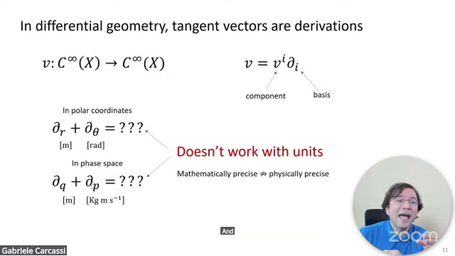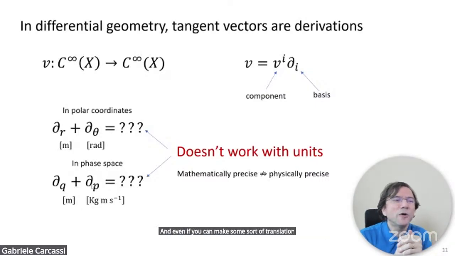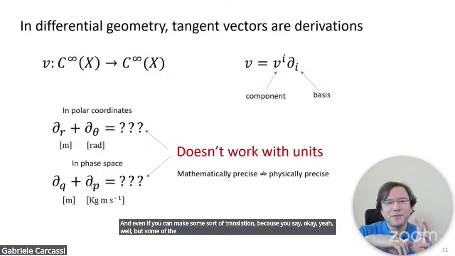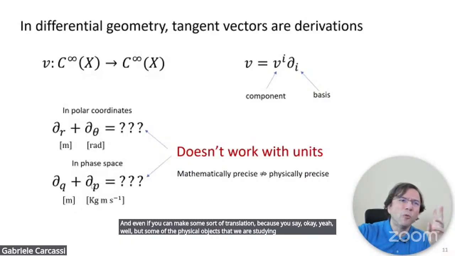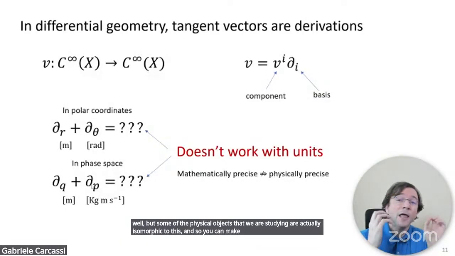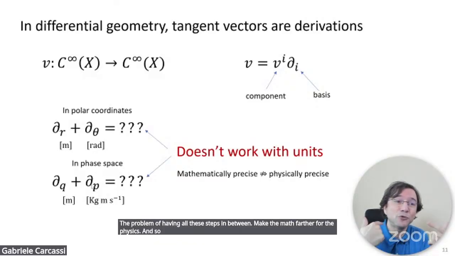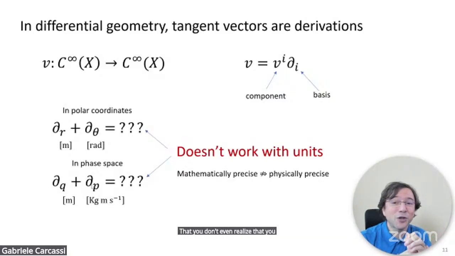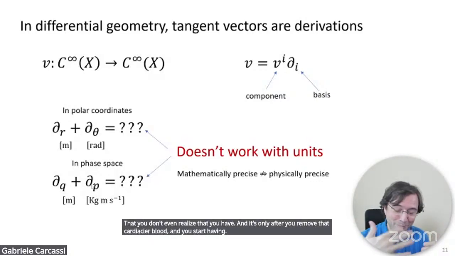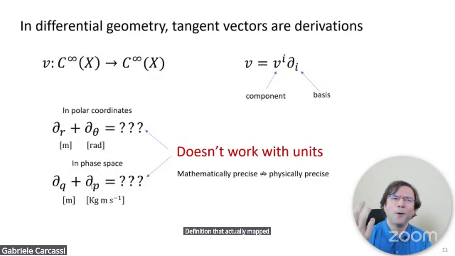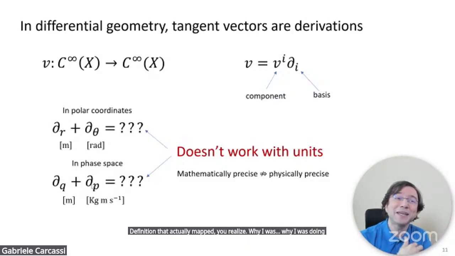And even if you can make some sort of translation because you say, okay, well, some of the physical objects that we are studying are actually isomorphic to this, and so you can make a map and so on, the problem of having all these steps in between makes the math farther from the physics. And so every time you have to translate back and forth, it creates a sort of cognitive load that you don't even realize that you have. And it's only after you remove that cognitive load and you start having definitions that actually map that you realize why I was doing it. Everything becomes a lot simpler.